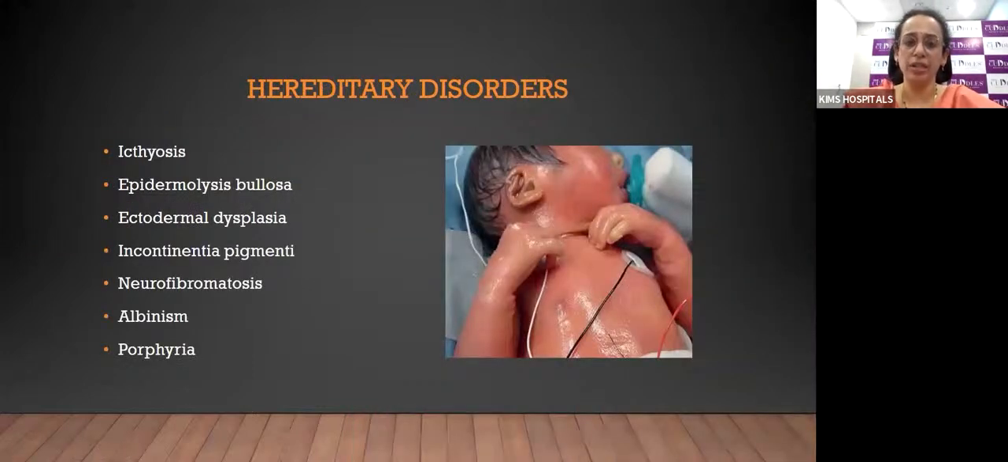There are some hereditary disorders. I'm not going into detail of each of those conditions because each of them is a lengthy topic, and for want of time, I am not going into the details of these, like ichthyosis, epidermolysis bullosa, ectodermal dysplasia, incontinentia pigmenti, neurofibromatosis, albinism, and porphyrias. Occasionally, we also encounter such kind of conditions in certain babies which need proper evaluation and treatment.